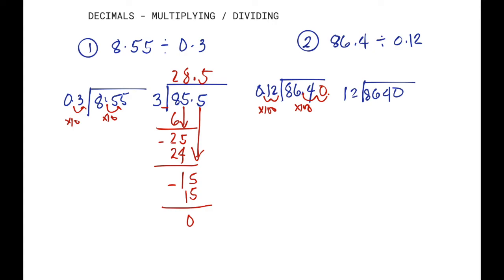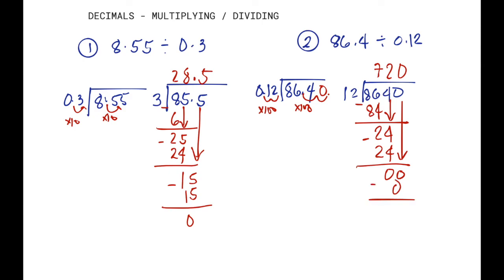In here, we are dealing with a whole number, so we are going to proceed with division. 86 divided by 12, it's a 7. 7 times 12, it's 84. Subtract 86 minus 84, it's a 2. Bring down 4 here. 24 divided by 12, it's 2. 2 times 12, it's 24. Subtract 24 minus 24 is 0. Bring down 0. 0 divided by 12 is 0. 0 times 12 is 0. And 0 minus 0 is 0. So our answer here is also a whole number, 720.